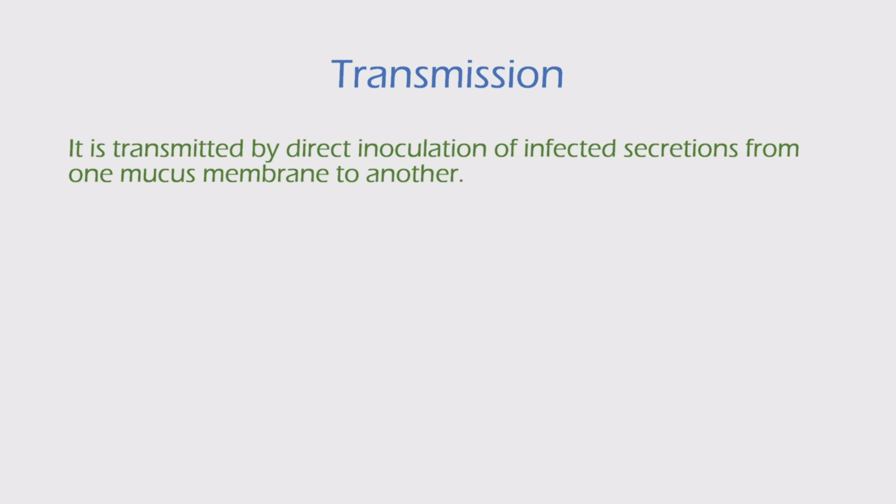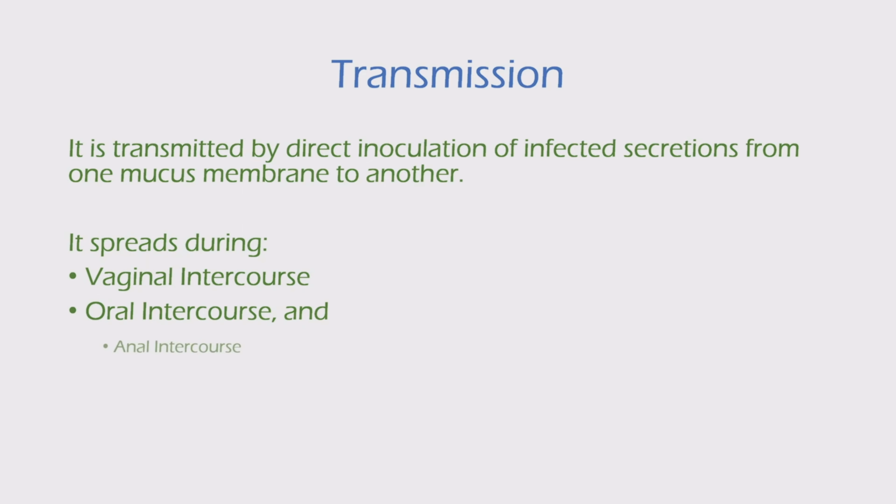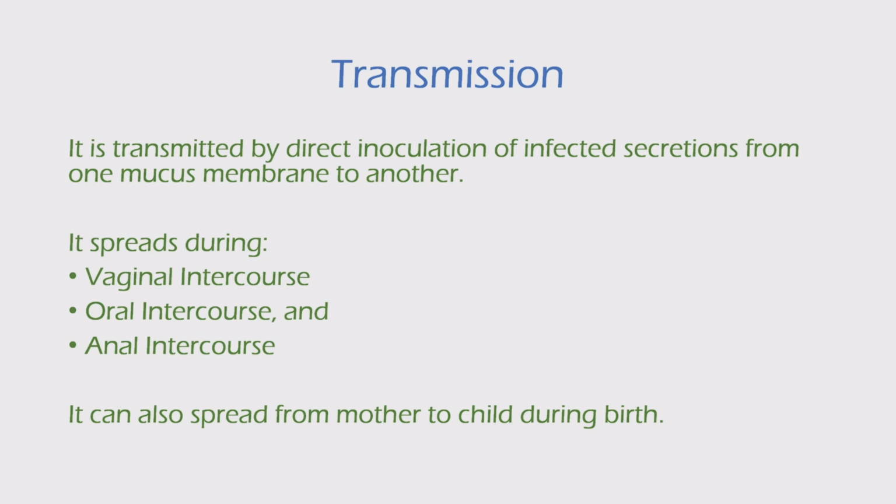Let's take a look at how it spreads. It is transmitted through direct inoculation of infected secretions from one mucous membrane to another. It spreads during vaginal intercourse, oral intercourse, and anal intercourse. Also, it can spread from mother to child during birth.